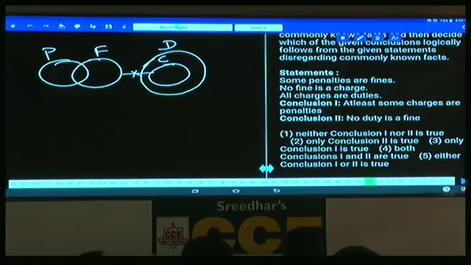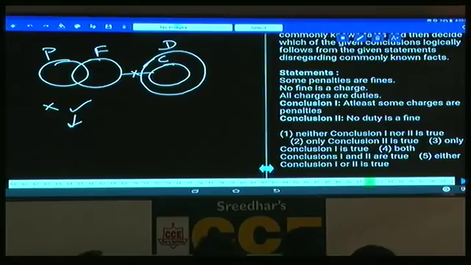First one, some charges are penalties. Some charges are penalties is false. No duty is a fine. No duty is a fine is definitely true. Now basic diagram, negative conclusion true. In order to make this one false, now we should go for what?